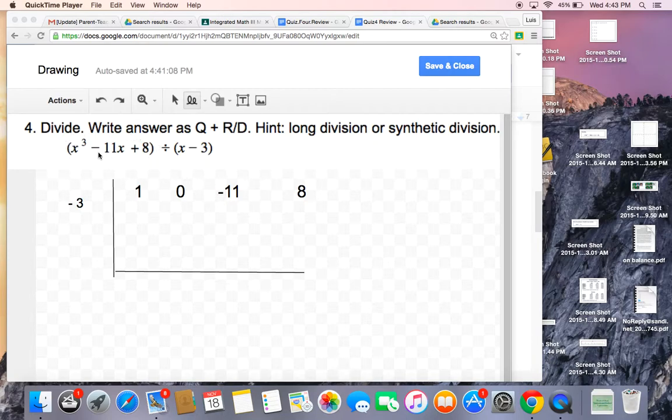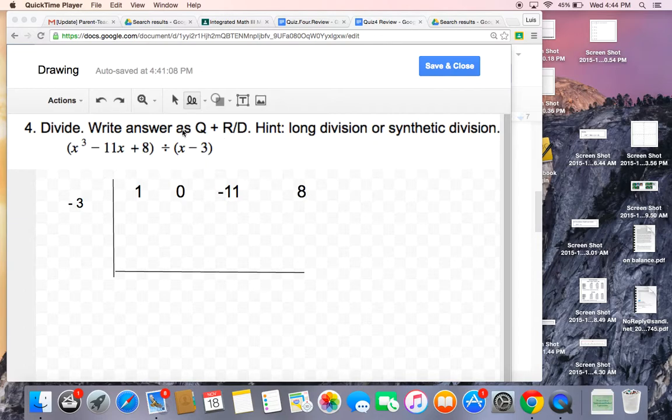So I'm going to write my original polynomial, or my dividend, inside the box. But notice that instead of writing x to the third minus 11x plus 8, I wrote only the coefficients. The coefficient of x to the third is just 1, so I write a 1 here. I don't have a term with x to the second, so my coefficient for x to the second is 0. The coefficient for x to the first is negative 11, so I write negative 11. And finally, the number by itself is 8, so I write 8 here.